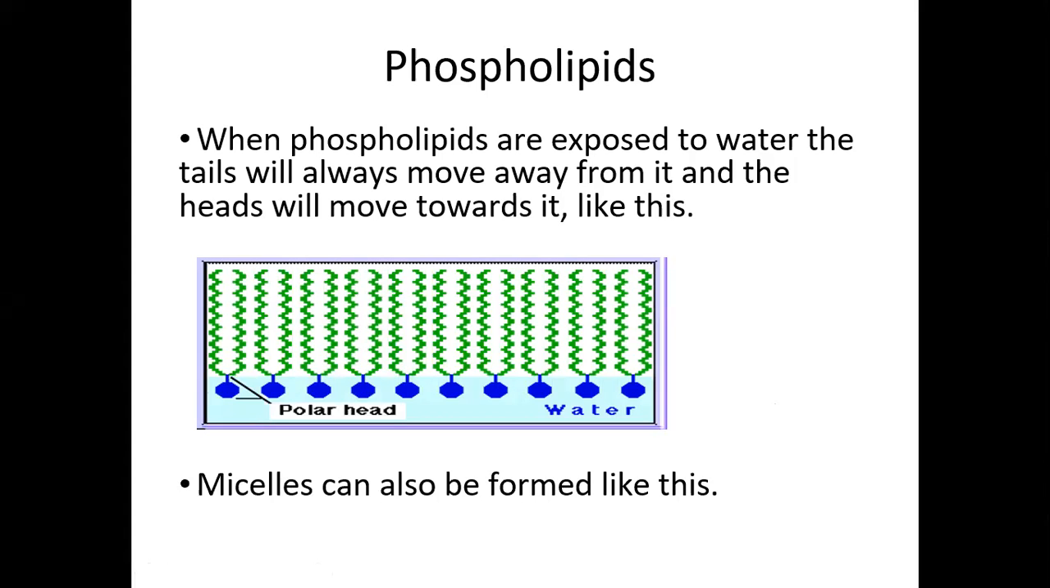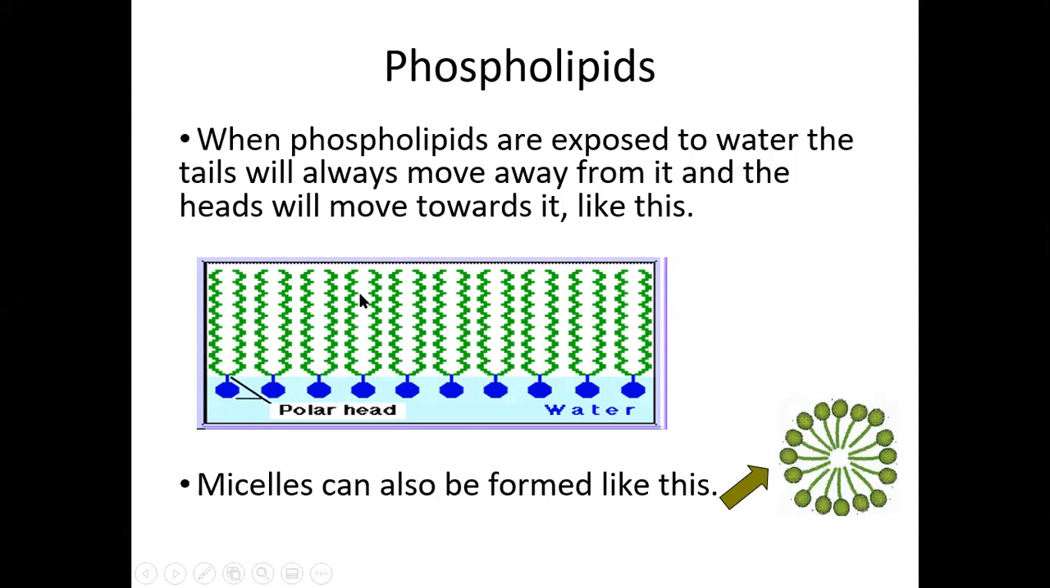So when phospholipids are exposed to water, the tails will move away from the water. So this is our example. We've got some water here. The heads would sit in the water and the tails will sit out of the water, away. So that's what would happen there. They can also form micelles, which looks like this.